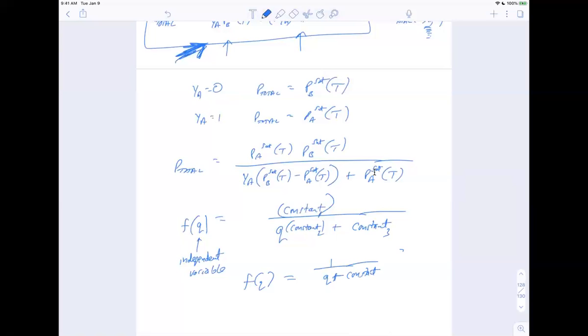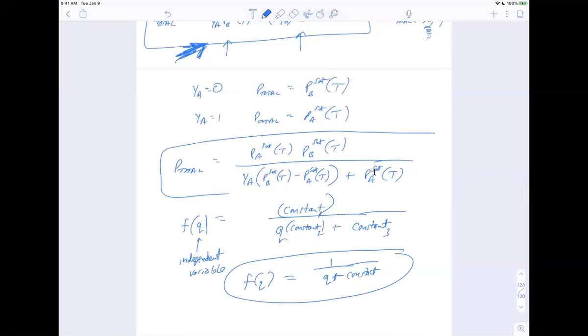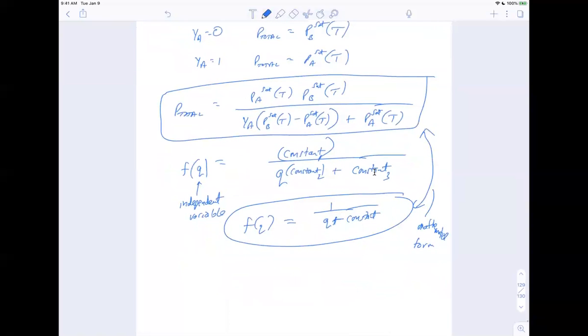Okay, so the mathematical form of this expression as a function of YA is given by this. This is the mathematical form. It allows us to see what that curve looks like. And what we see here is that it's not linear. So P total versus Y sub A is not linear.